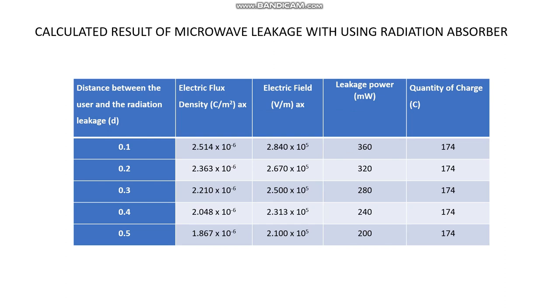So this is the second data result that we are going to compare with the previous data. This is the condition where we are using the radiation absorber. From this result, we can see that there is a significant change in the leakage power, which has decreased from 900 milliwatt previously to 360 milliwatt currently. The electric flux density and the electric field also show a decreasing trend, and the quantity of charge still remains the same.